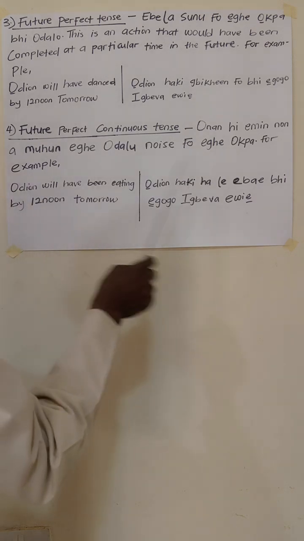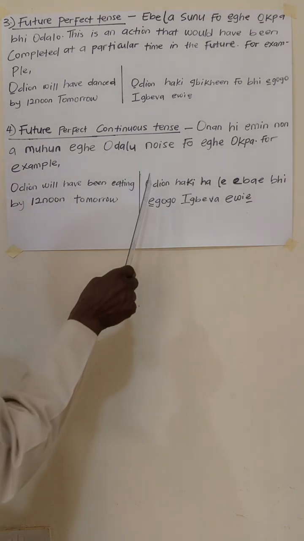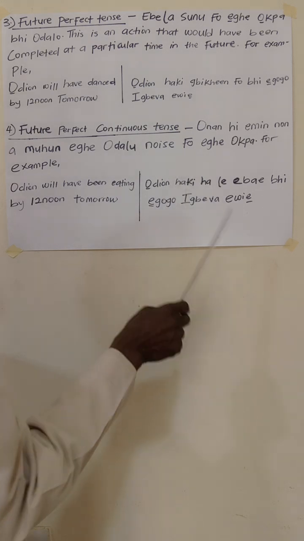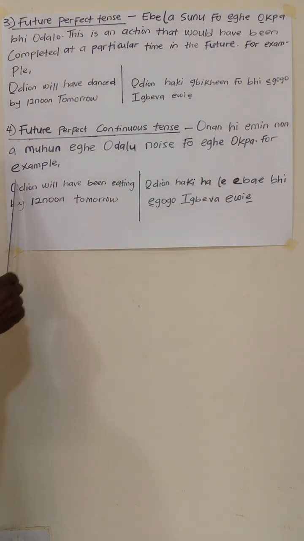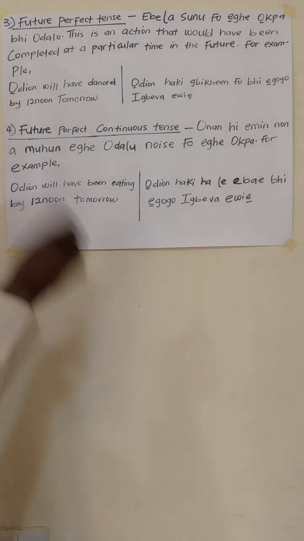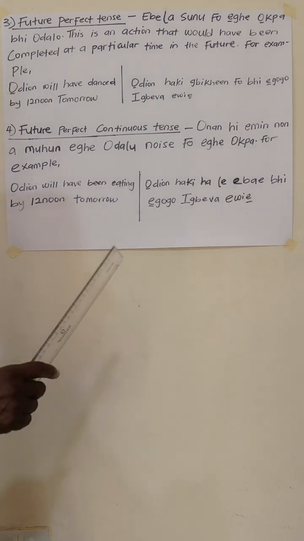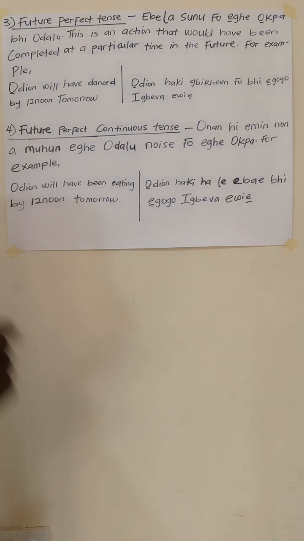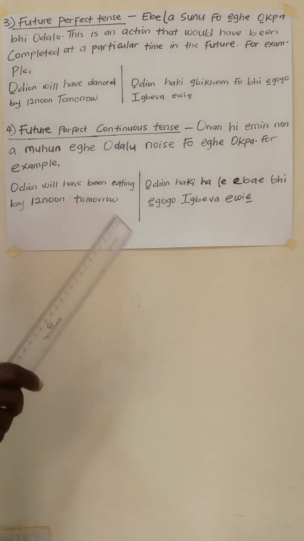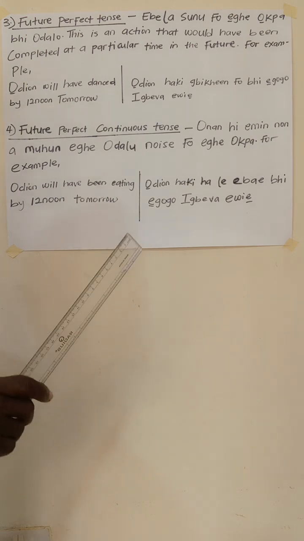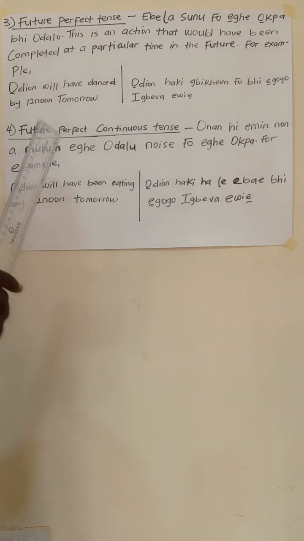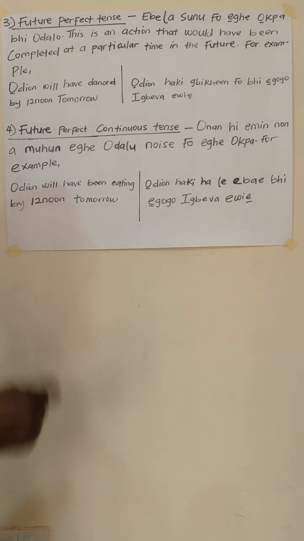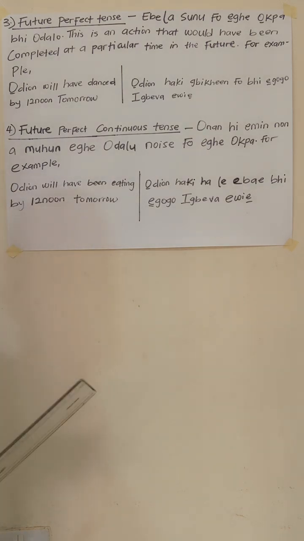This means what we would have started in the future will not be completed, but it will be going on as at that particular time. It is going on as at the time we are talking of. Let's have an example for a better understanding.